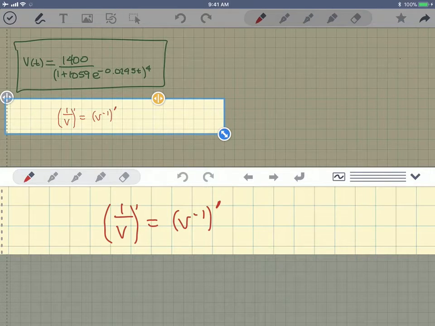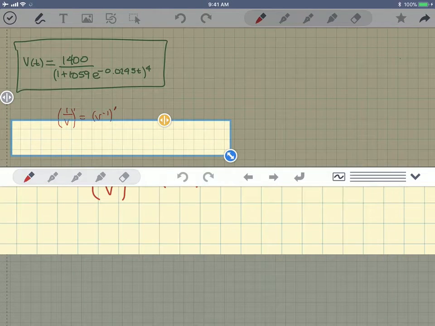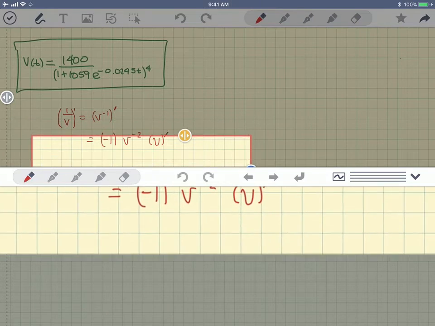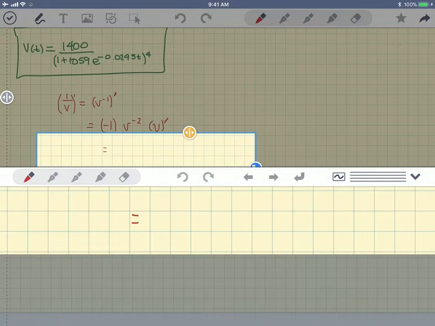Then all you have to do is a chain rule with a power. The negative 1 comes down, it's the power, and the function is now to the power of negative 2, and then times the derivative of v. This is the chain rule. So if you rewrite this, it becomes negative v prime over v squared.